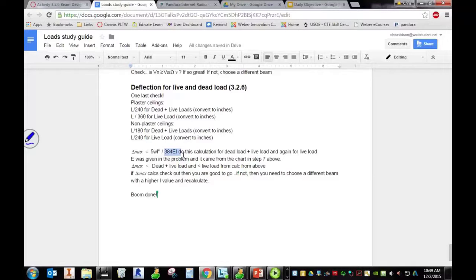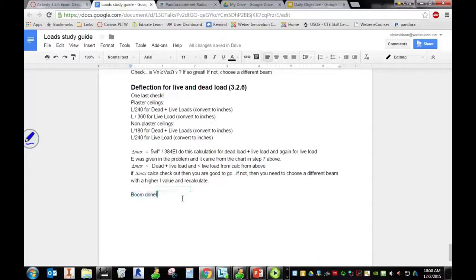Don't forget, delta max must be less than the dead load and live load from the calculation above. If delta max calculations check out, you're good to go. If not, sorry, you have to back up one more time. You have to choose a different beam with a higher I value and recalculate that. Will not take you that long if your calculation works out that way. If it does check out, boom, done.